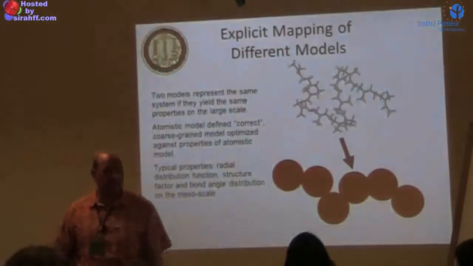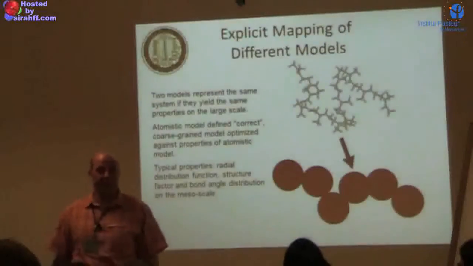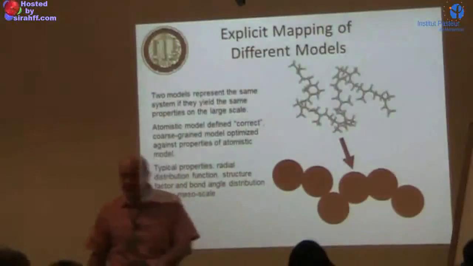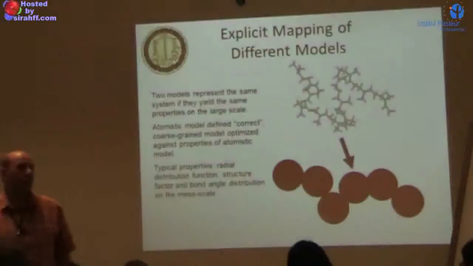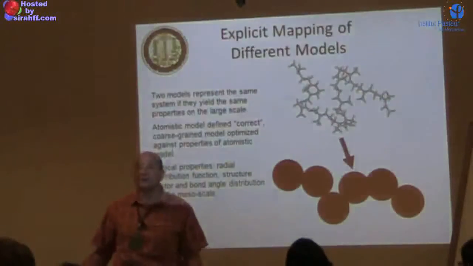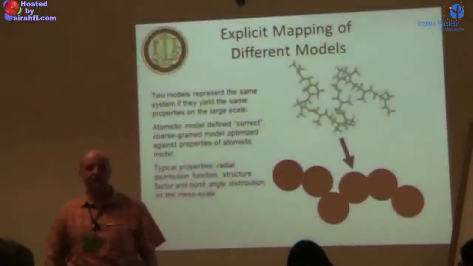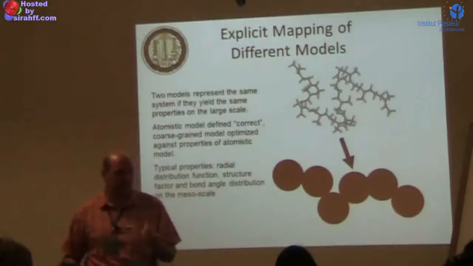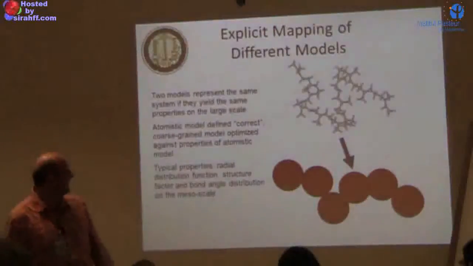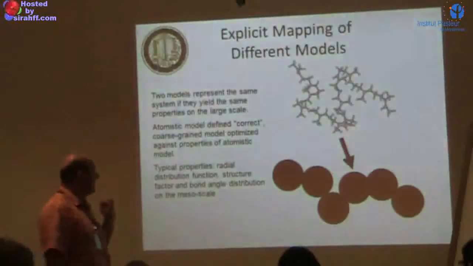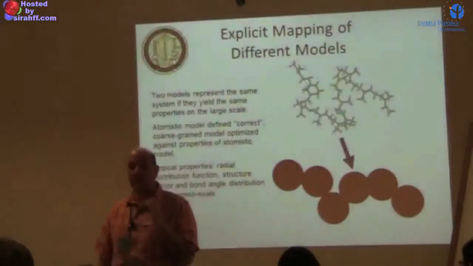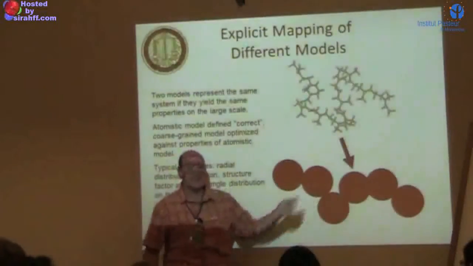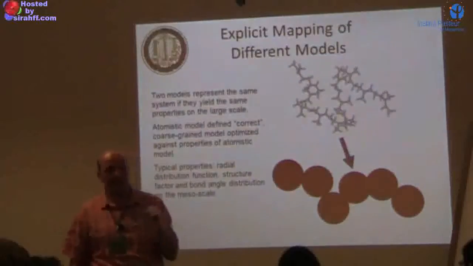This is again polyisoprene. This is a 15-mer of trans 1,4, mapped to 15 beads down there, because we normally use a one monomer to one bead mapping, sometimes one monomer to three beads. And then for a very, very simple polymer, polyethylene, we put two monomers to one bead. That's how to choose the mapping. We say two monomers represent the same system if they yield the same properties on the longer of the two length scales. I cannot analyze this on this length, so I analyze this on this length. And that's what we do.